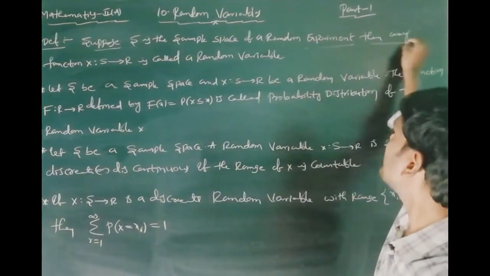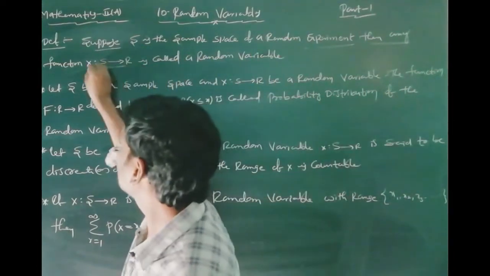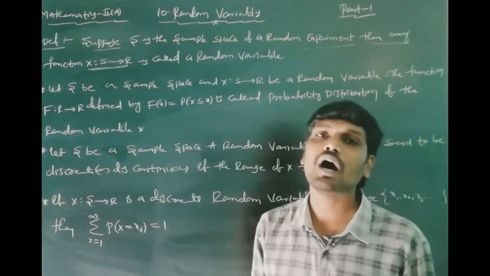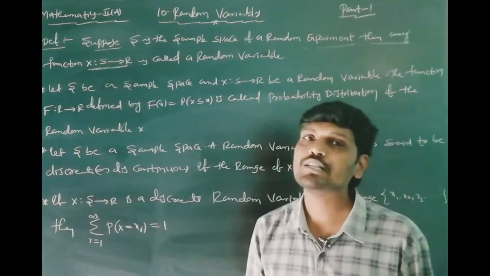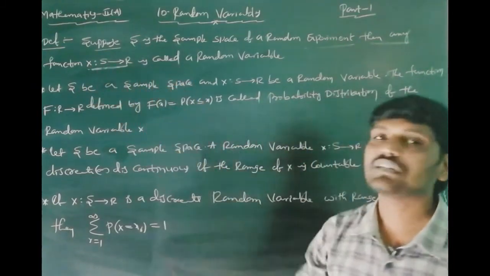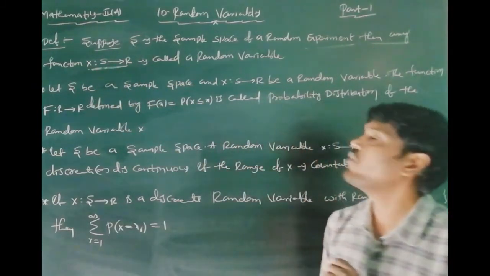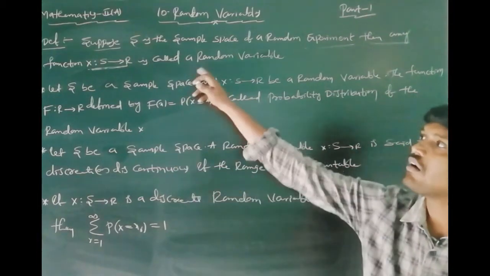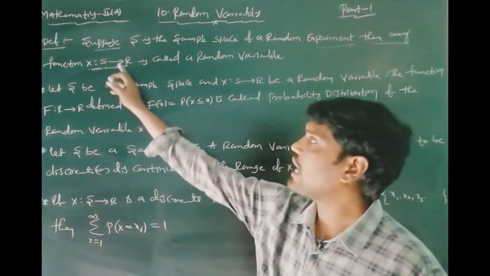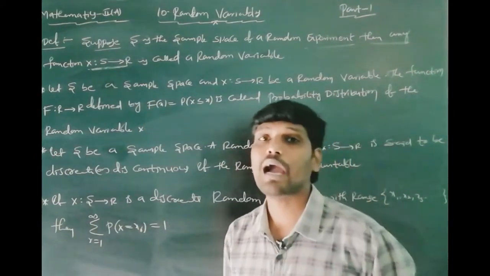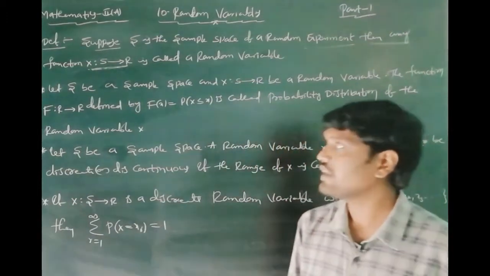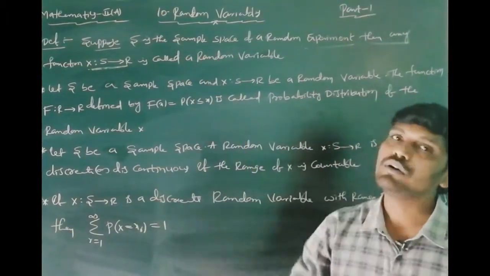After that, any function capital X from S to R, where S is the sample space, is called a random variable. This is the random variable definition. Here S is the sample space and capital R is the set of real numbers. Okay students, that's why this is the random variable definition.